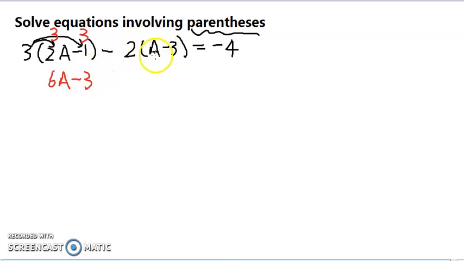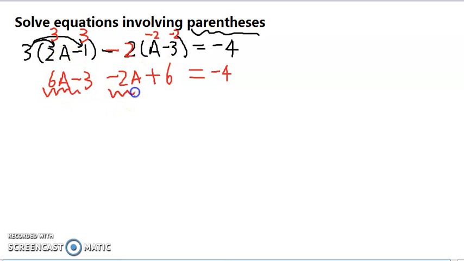And the same thing for the second pair of parentheses. Notice this is a minus 2. We've got to distribute a negative 2 to both of them. So I'm going to put negative 2 on top of each term. And negative 2 times a is negative 2a. Negative 2 times negative 3, that's positive 6. Copy the right-hand side. Now we're going to combine like terms.